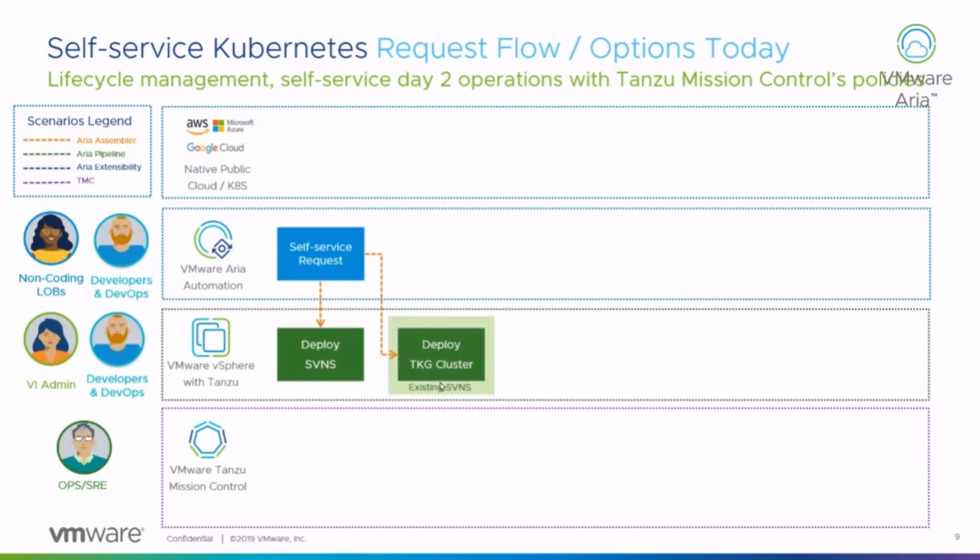The second thing we're going to take a look at is, now that we were able to deploy a supervisor namespace, what about deploying a TKG cluster? The TKG clusters in this situation are going to be built using the placement engine on an existing supervisor namespace. So we will set up, for example, a supervisor namespace for dev, a supervisor namespace for QA, and one supervisor namespace for production.